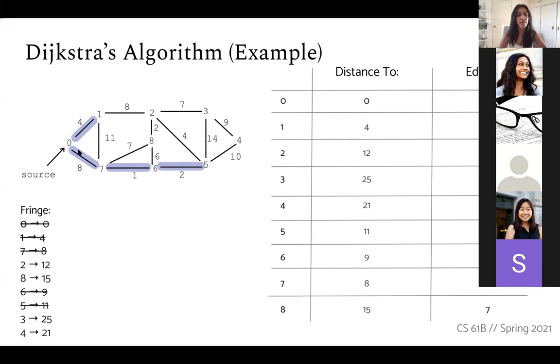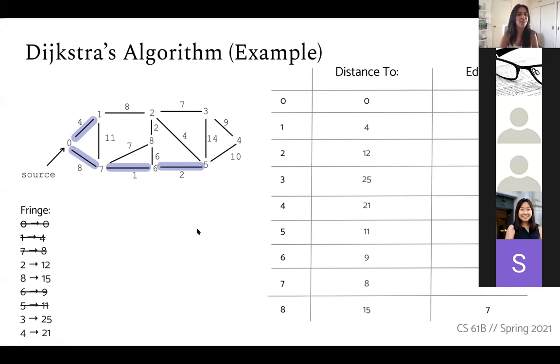And if you're confused about that, you can just trace the path from 0 through 7, through 6, through 5, all the way to 3, and then all the way to 4, if you're confused as to how we got 25 and 21. Okay, so what would be the next node that we pop? I think we would pop 2 next. Yes, we would pop 2.